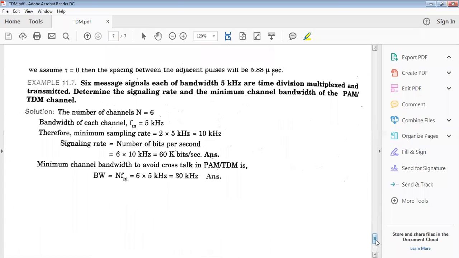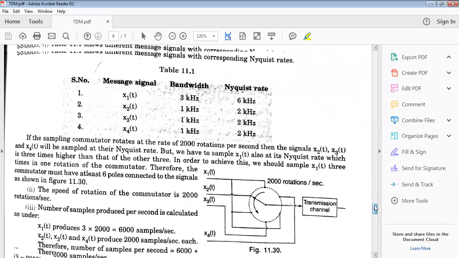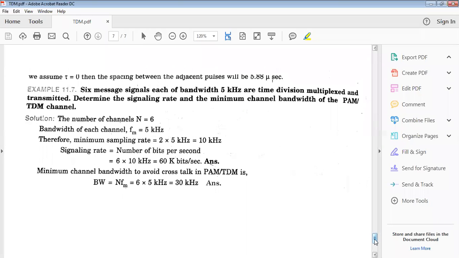Okay, today's last problem. 6 message signals, each of bandwidth 5 kilohertz. The maximum frequency fm in each message signal is 5 kilohertz, band limited. Total number of channels n is 6. They are time division multiplexed and transmitted. Determine the signaling rate and total minimum bandwidth.